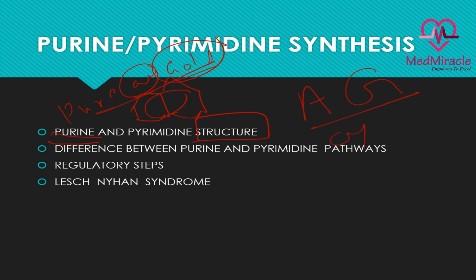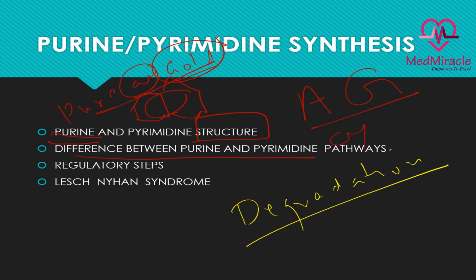Now the next thing you have to stress on is the difference between purine and pyrimidine pathways. In this one I will be talking about it later. A slide is coming on. Okay, so let's discuss that topic there. Now there is also degradation pathway, and a disorder associated with it is Lesch-Nyhan syndrome. So you have to know the enzyme and the clinical feature.